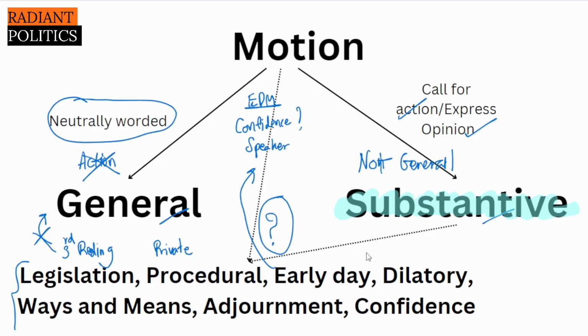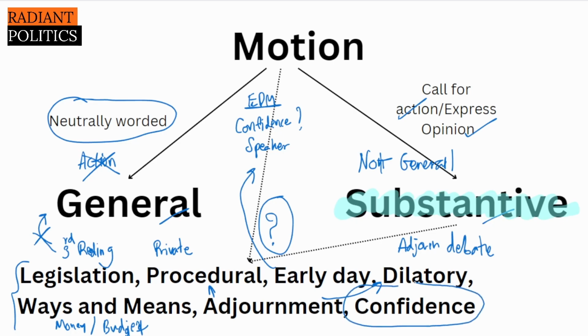Dilatory motion is the motion to interrupt the business of the House, for example, that the debate do now adjourn. Ways and means motion is basically a budget motion, not gonna talk about it today. Adjournment motion is an example of dilatory motion, but it can also be used in adjournment debate. Confidence motion is an example of substantive motion, but it is so special and extraordinary.